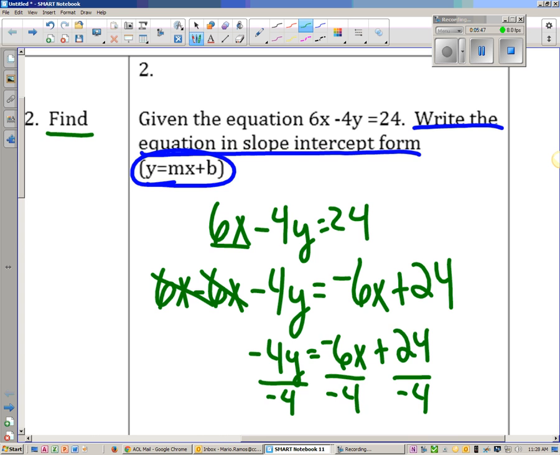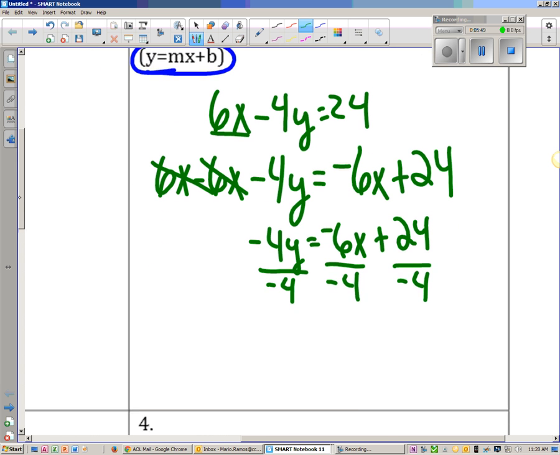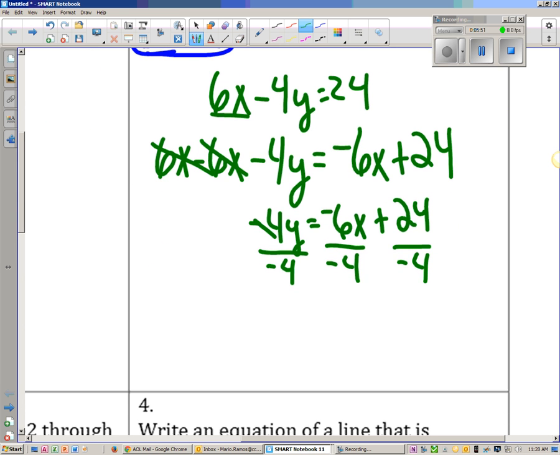Okay, now finishing this off, this cancels out, so I end up with y is equal to negative 6 over negative 4. I'm going to go ahead and leave it like that for now. And then minus, because 24 divided by negative 4 is 6.